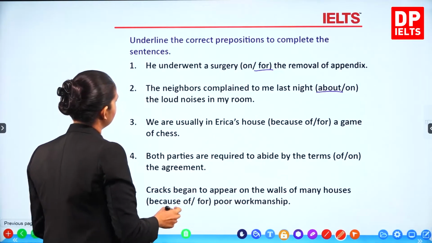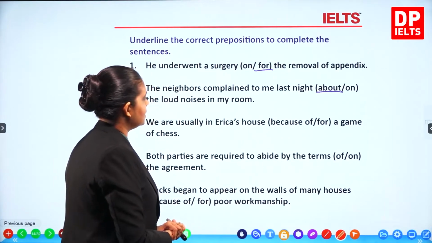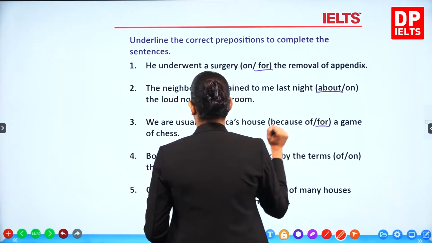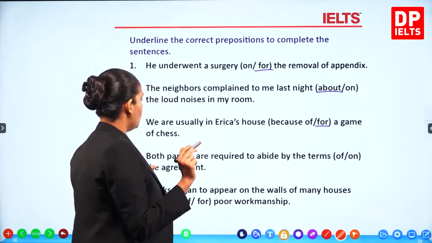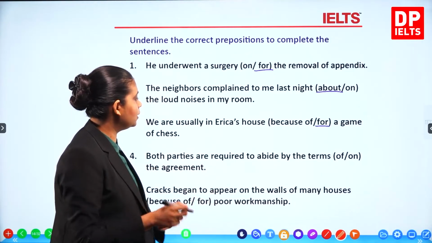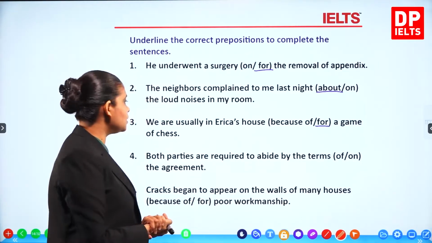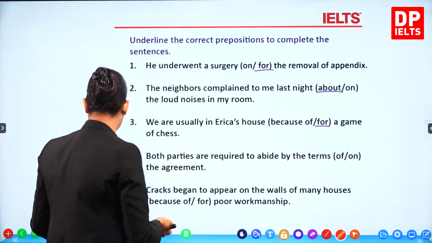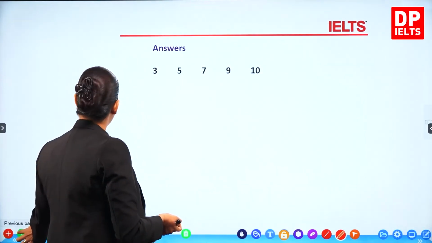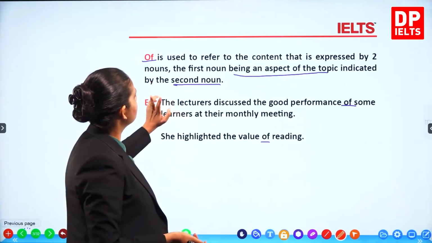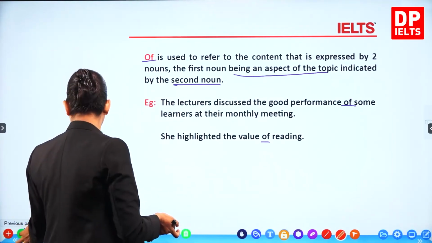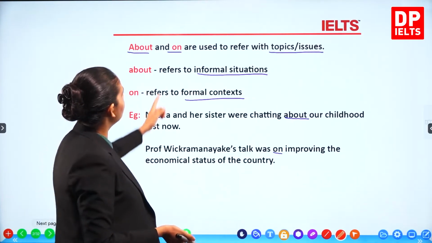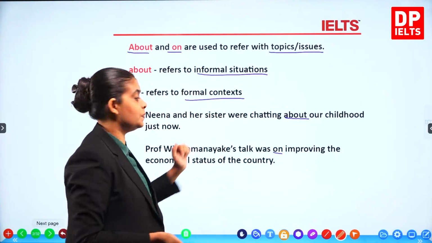Next one. We are usually in Erica's house for what? For a game of chess. Okay. Both parties are required to abide by the terms of the agreement or on the agreement. So what do you think it is? Now let's have a look at it. Of is used to refer to the content that is expressed by two nouns. The first one being the aspect, okay? Or you could use on to refer to issues being discussed.